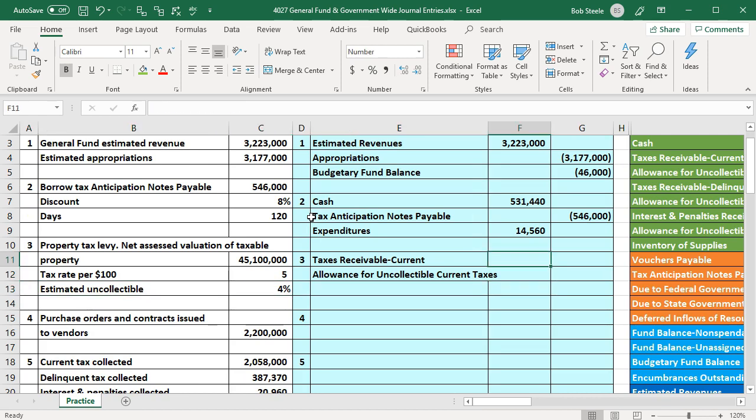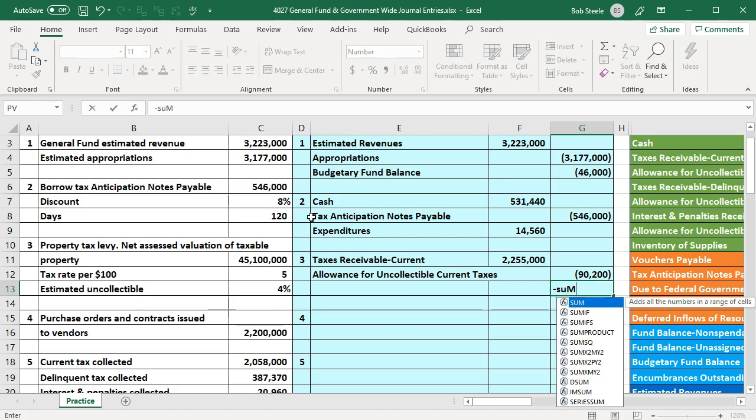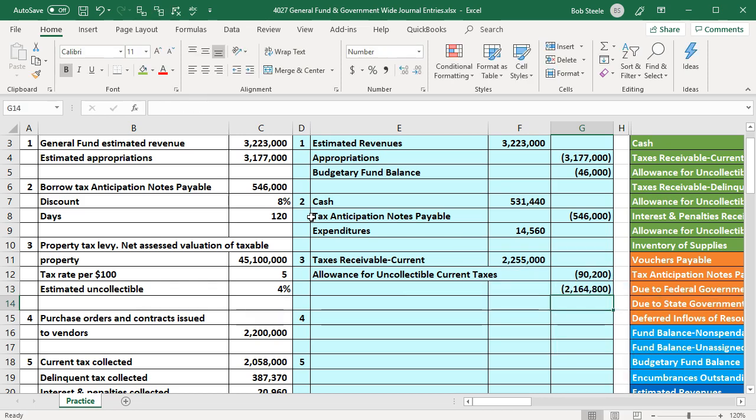Let's do the calculation in Excel. Now it's going to be equal to the value of the property divided by 100 as we were instructed, times $5. And so there we have it. Now what's going to be the allowance? I'm going to say negative to make it a credit instead of equal, this number times 4%. There's the 90,200. The difference then, negative sum, plug formula, is going to be going to revenue. That's what's going to be our revenue.